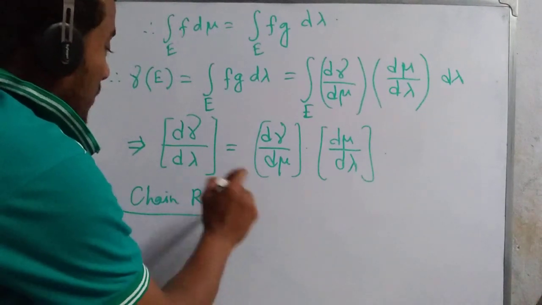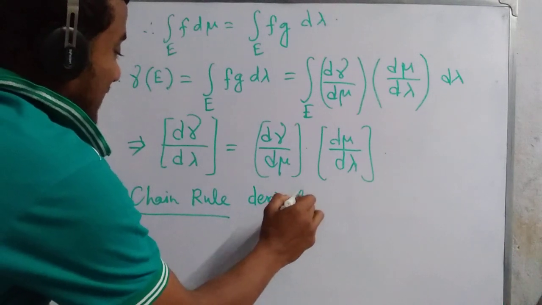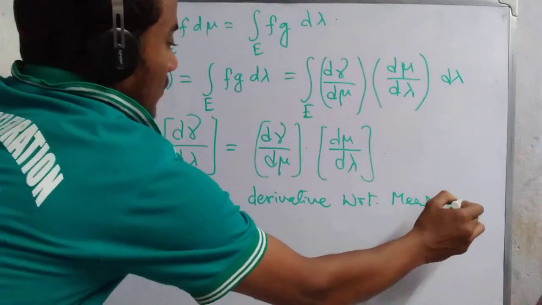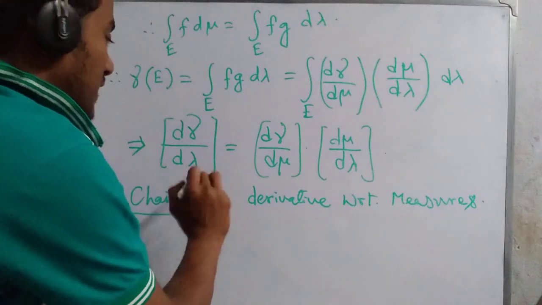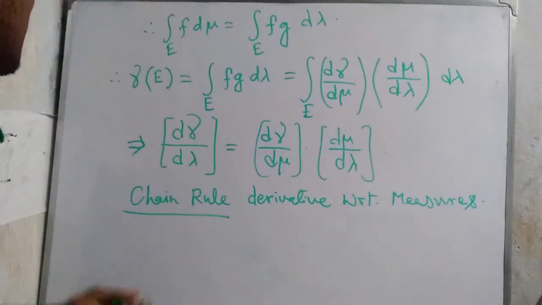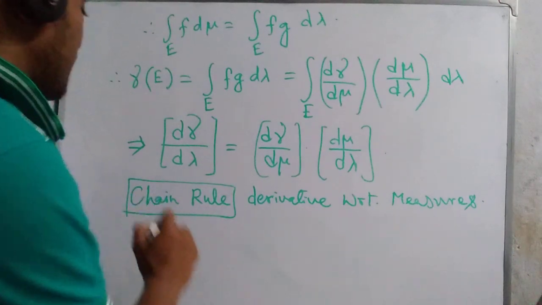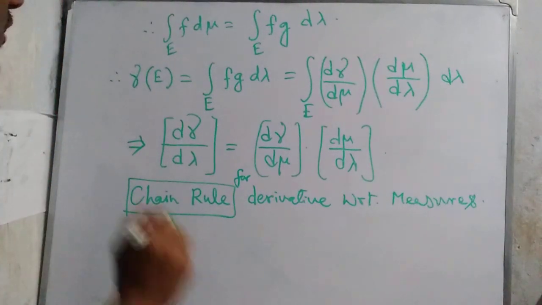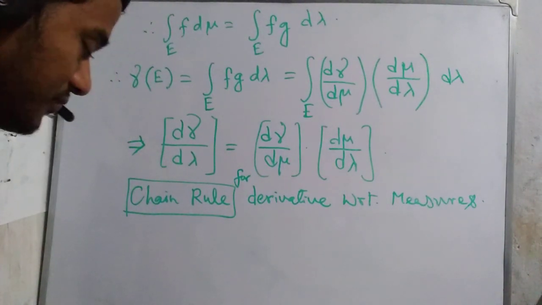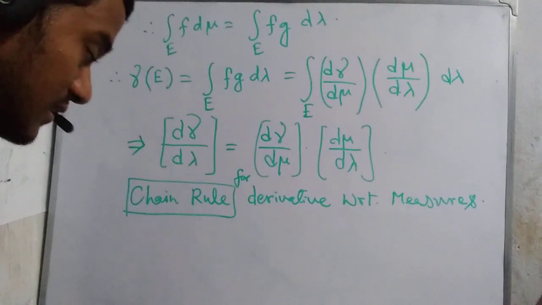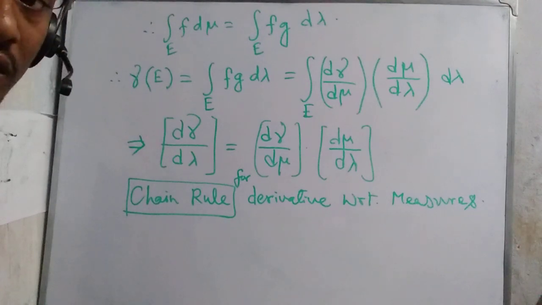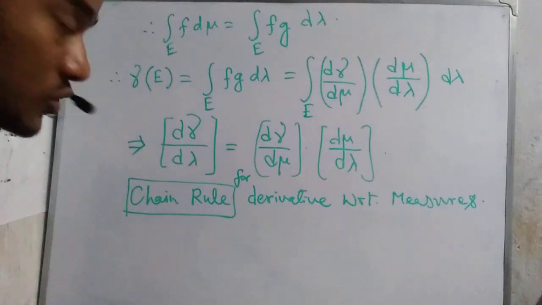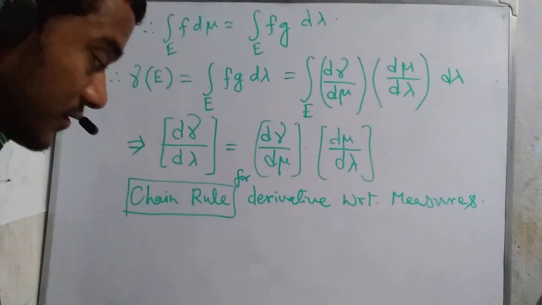Obviously, this chain rule for derivatives with respect to measures holds. We also talk about it now. I understand, I think it is not a problem at all, it is a very easy portion. So now we stop here.